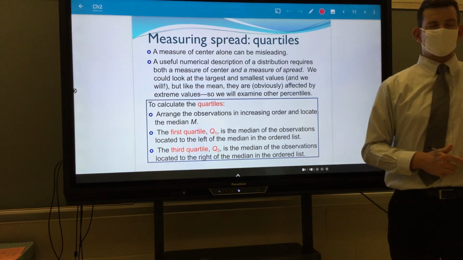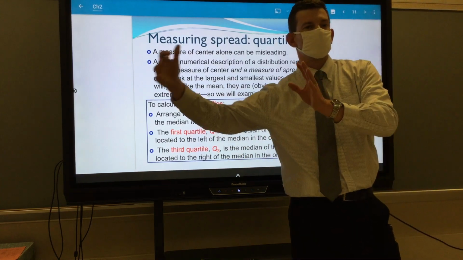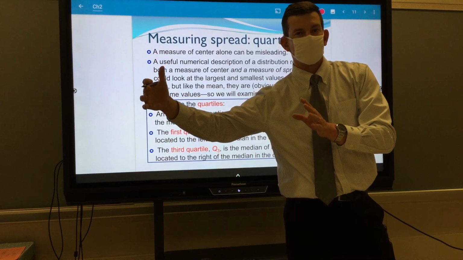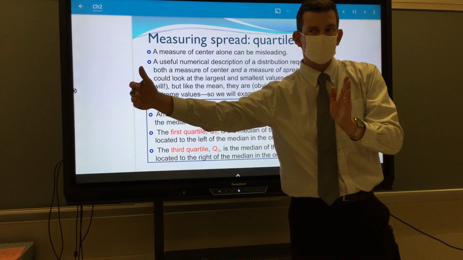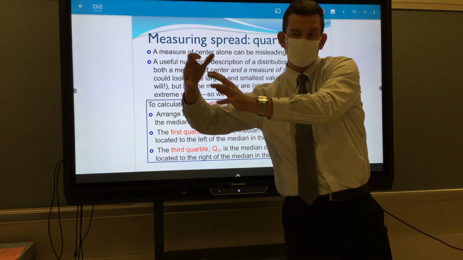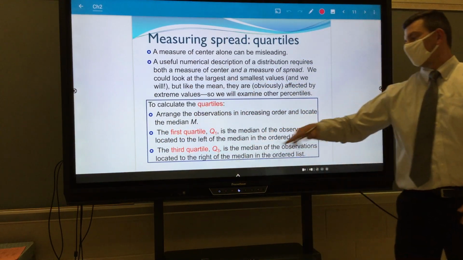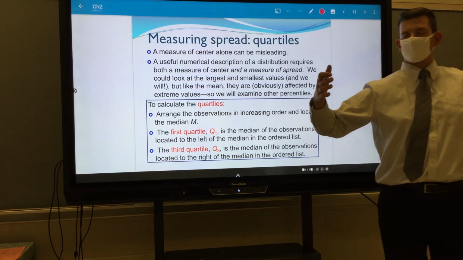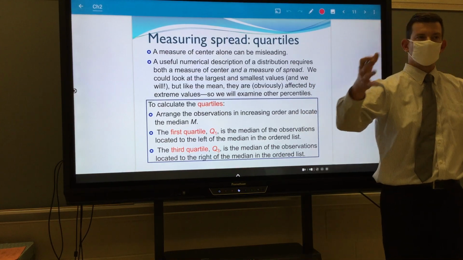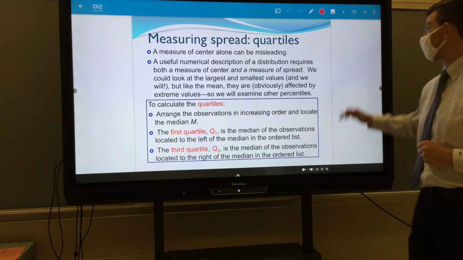Q1 is the first quartile. It's like the median of the first half. So from the min to the median, you find the median of that. That is the first quartile. From the median to the max, you find the median of that set. That's the third quartile.